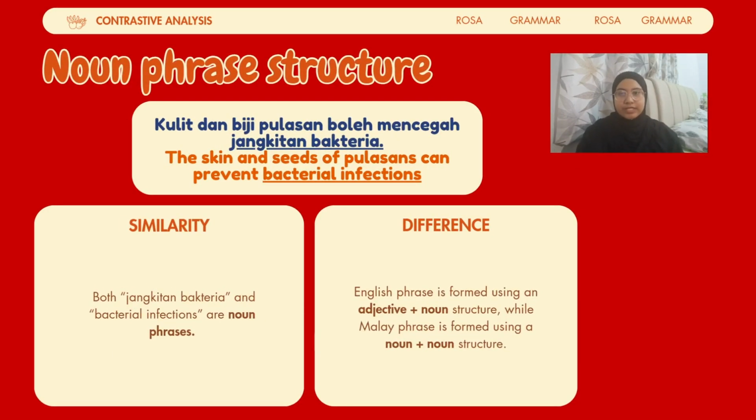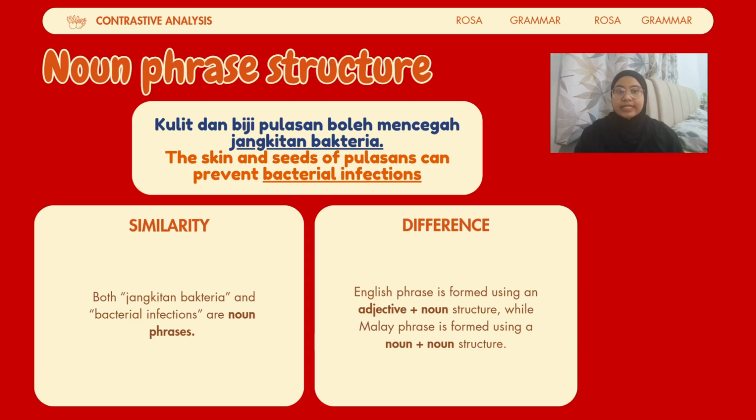Moving on to the third linguistic element, which is grammar. Grammar refers to the set of rules that govern how words are arranged and combined to form meaningful phrases and sentences. For this section, the first item we analyze is noun phrase structure. So the sentence chosen from the storybook is, kulit dan biji pulasan boleh mencegah jangkitan bakteria. The skin and seeds of pulasans can prevent bacterial infections.